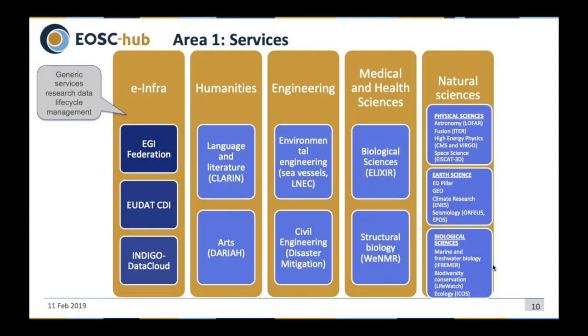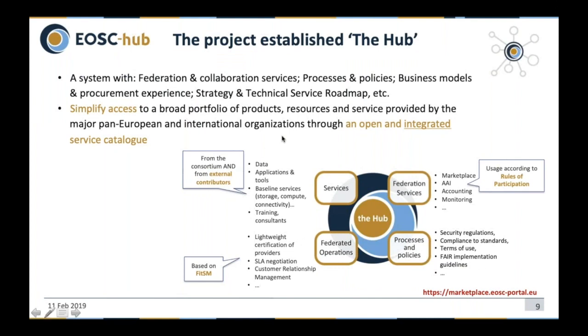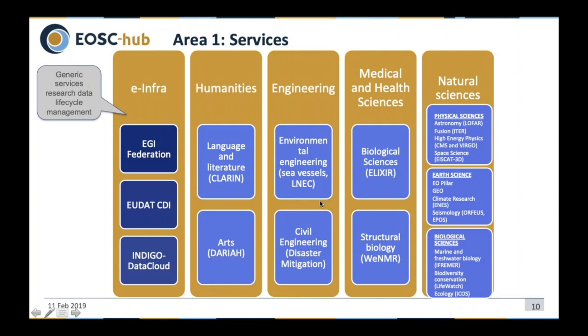So let me zoom into area 1, which is the services area of the hub. What services do we already have that you can actually already use through this EOSC portal and the EOSC marketplace? You can see here these pillars, and basically there are two types of pillars.